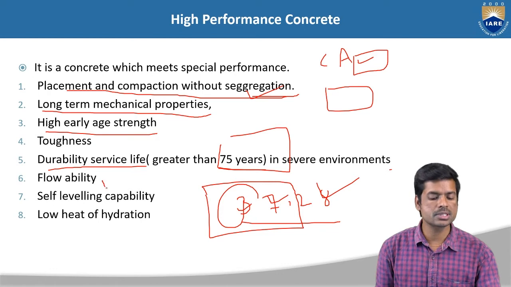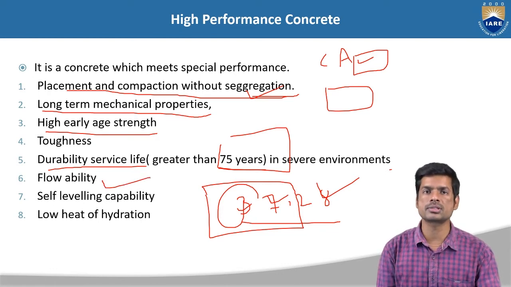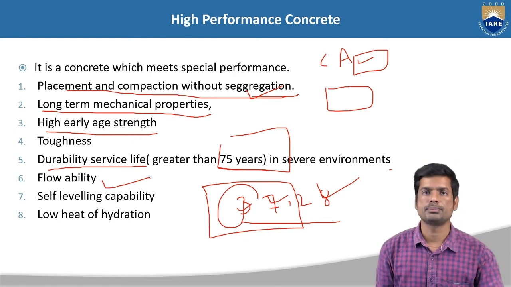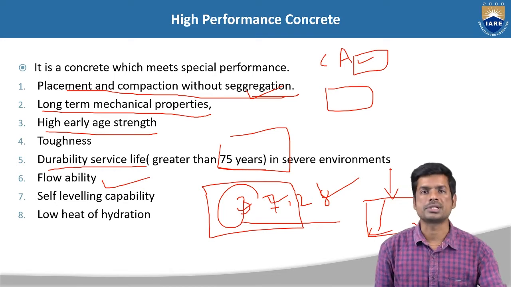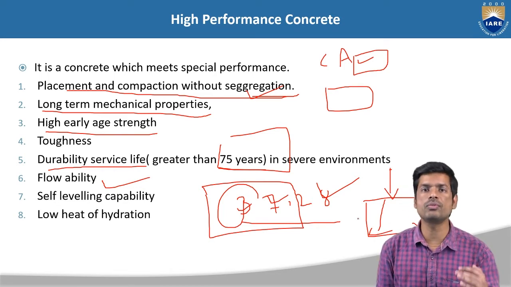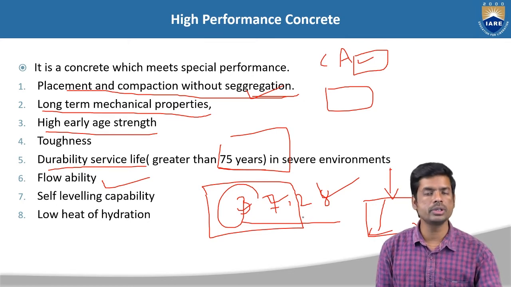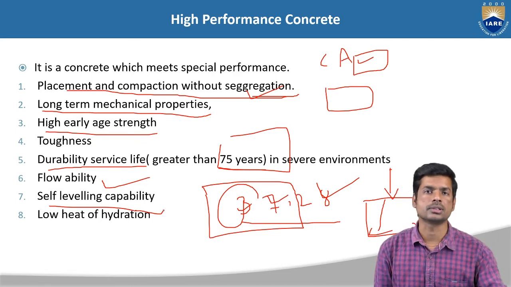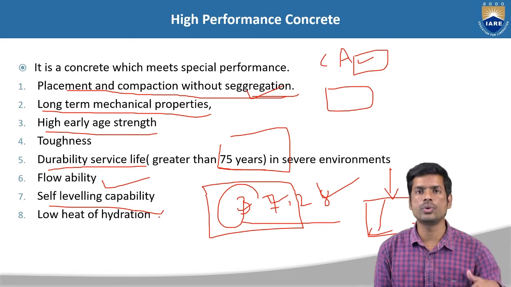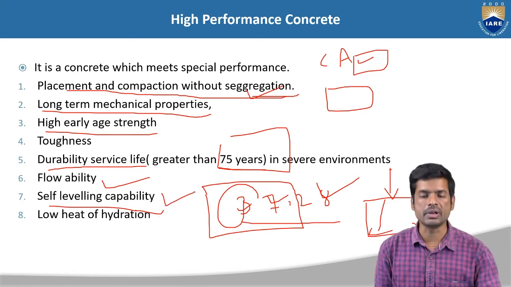And flowability, that means when you place the concrete, it is going to flow continuously into all the corners of the molds. Whenever you have this type of molds, when you pour the concrete inside the mold, it is going to flow to all the corners without any compaction, without any vibrations. The flow will be good for this type of concretes. And next, self-leveling capability. It is going to level the surfaces without any compaction, by its own weight, by its own flow.